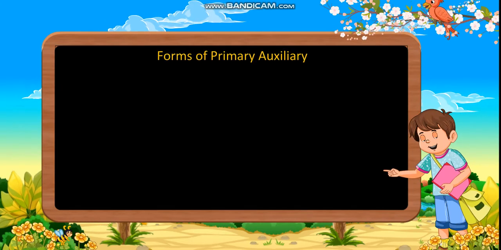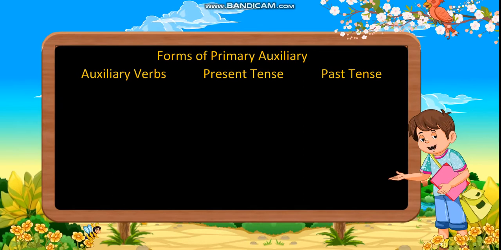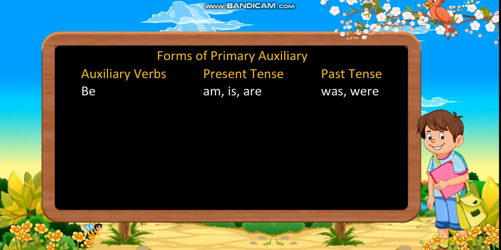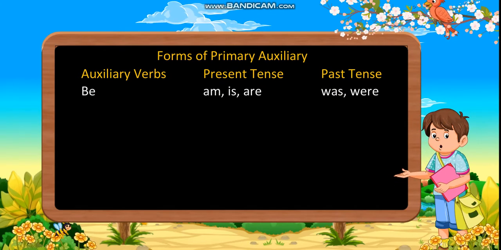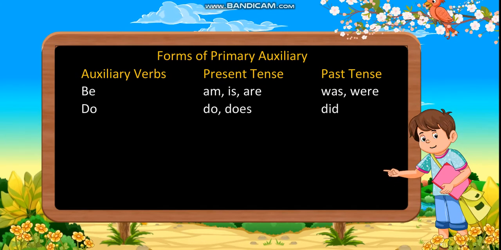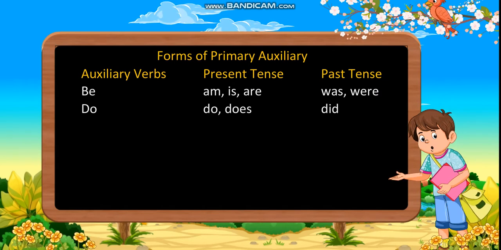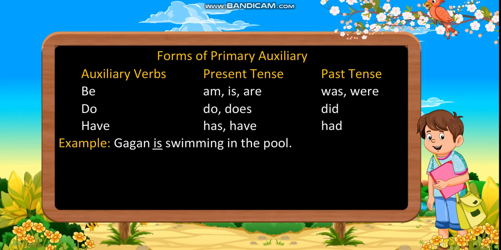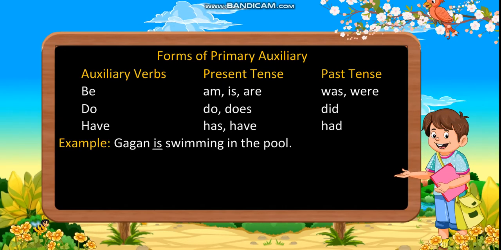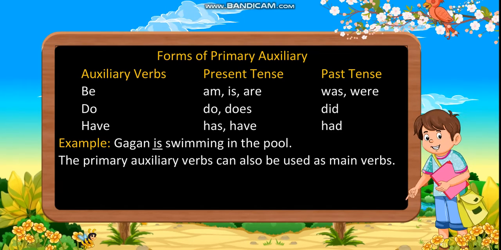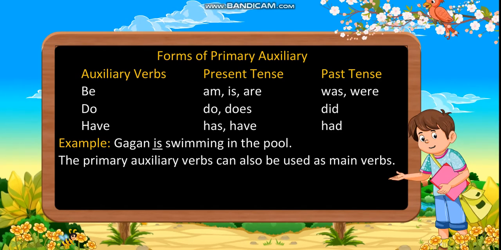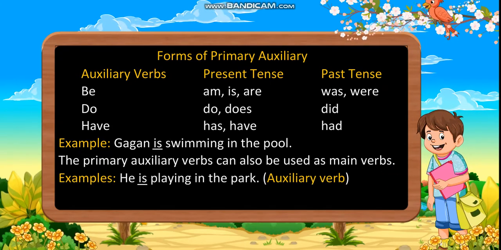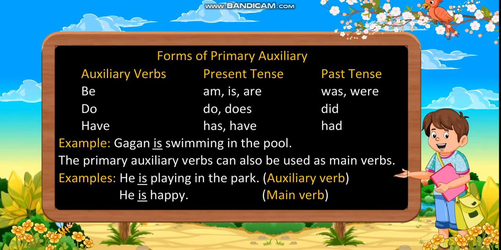Forms of primary auxiliary. Auxiliary verbs, present tense, past tense. Be: am, is, are, was, were. Do: do, does, did. Have: have, has, had. Example: Gagan is swimming in the pool. The primary auxiliary verbs can also be used as main verbs. Examples: He is playing in the park. Auxiliary verb. He is happy. Main verb.